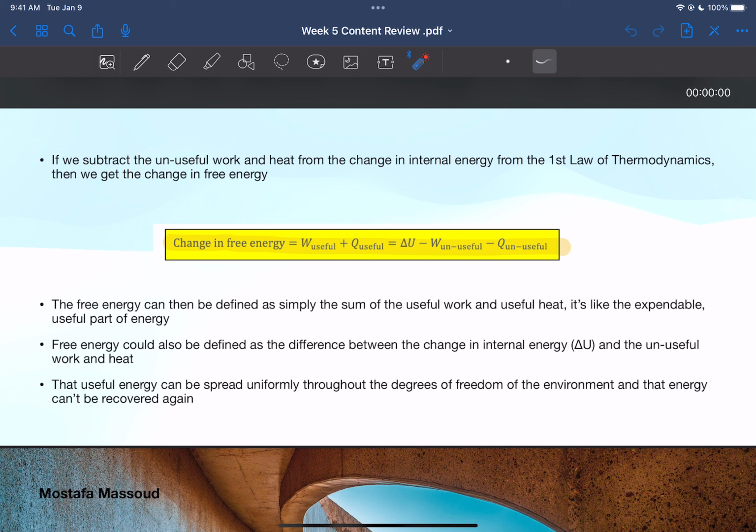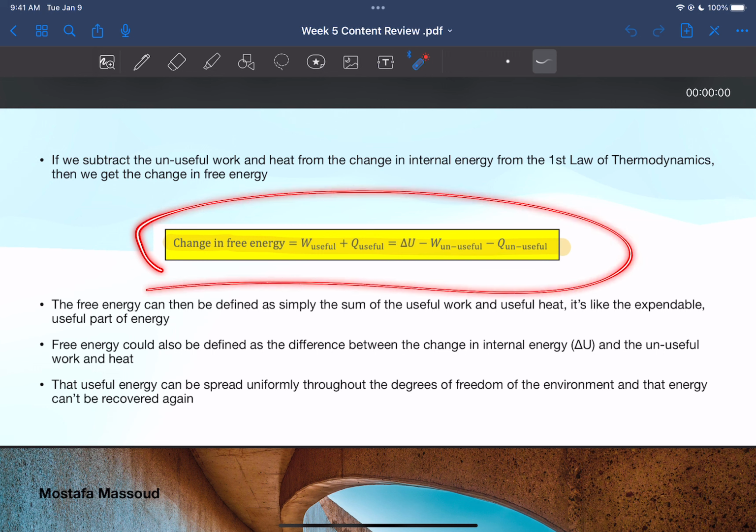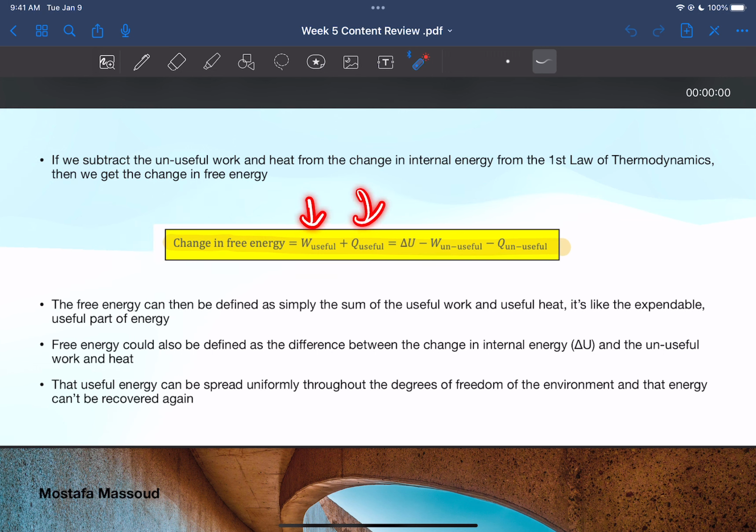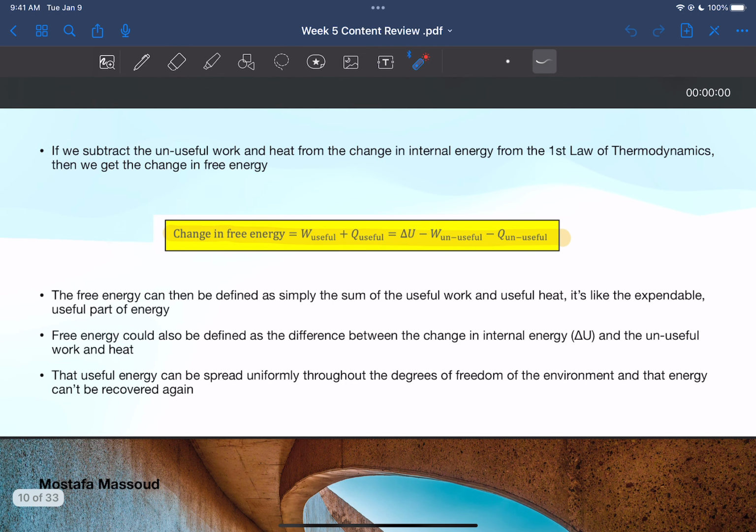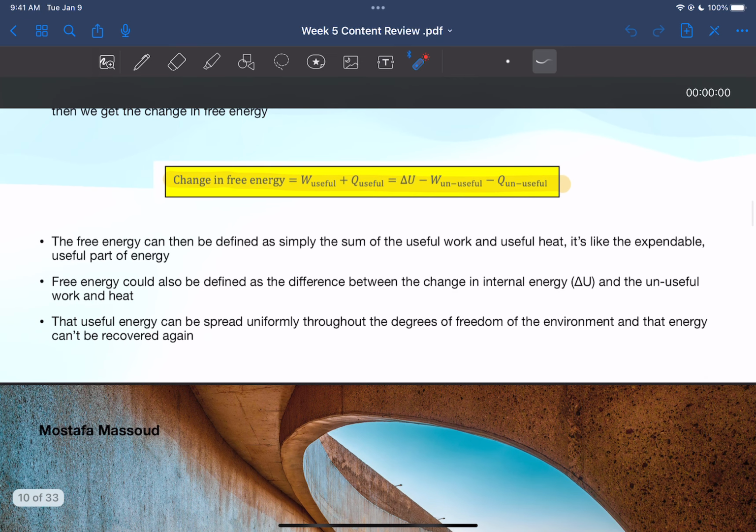I don't believe you would be expected to explain all these different concepts of useful versus unuseful energy, and then go into depth about an equation like this. You don't have to actually plug these values in or anything like that. I highly doubt that. It's just nice to understand where this idea of free energy is coming from, right? But yeah, that useful free energy can then be spread uniformly throughout the degrees of freedom of the environment, and that energy can't be recovered again once it's lost, right?